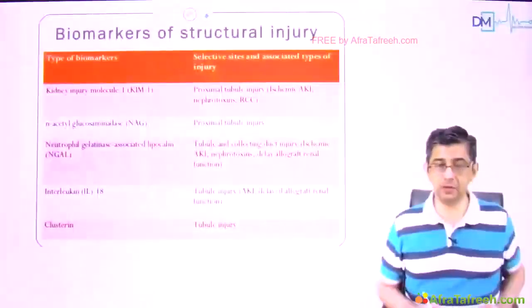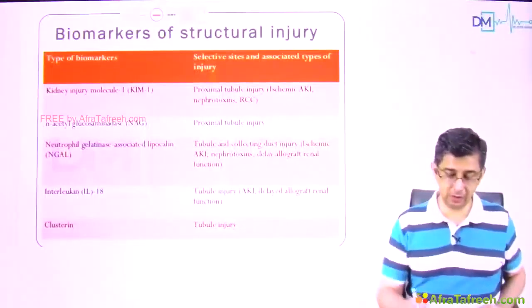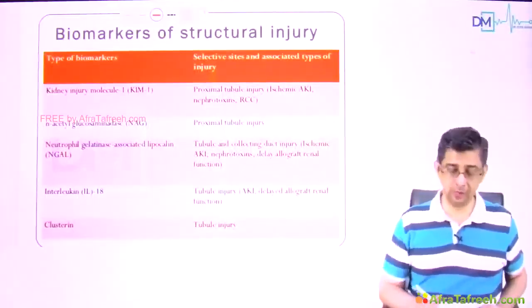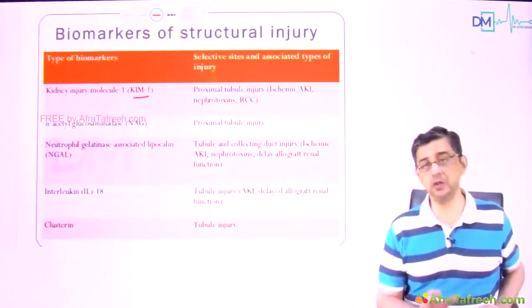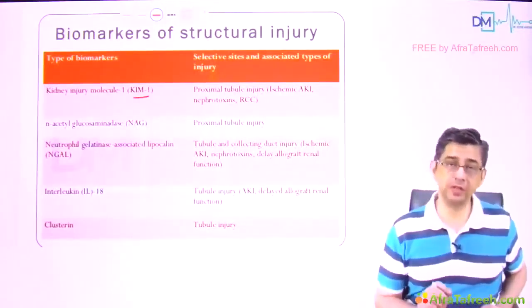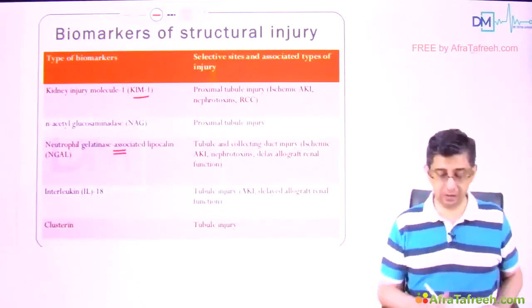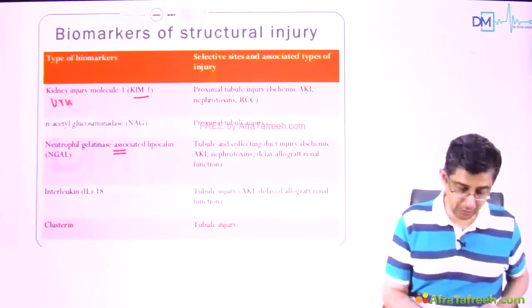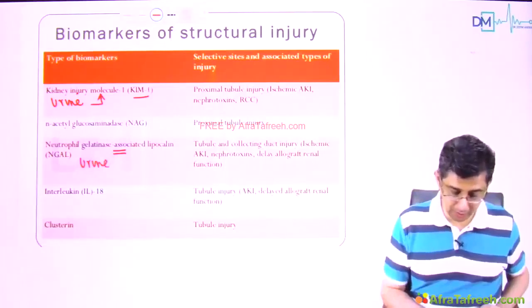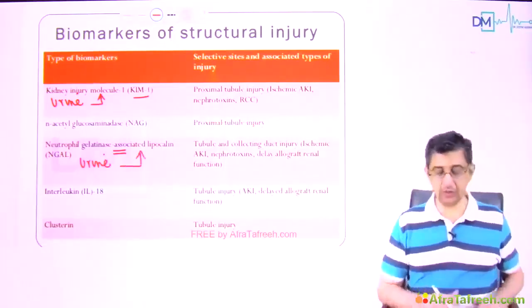Coming to the next slide guys, we need to remember biomarkers of structural injury with respect to the kidney. One of the important markers is KIM1, kidney injury molecule 1. Then is neutrophil gelatinase associated lipocalin. I mean, you read this name, it looks like an immunity test, and these tests we are going to be doing in the urine of the patient. So it's urine KIM1, it's a urinary neutrophil gelatinase associated lipocalin.